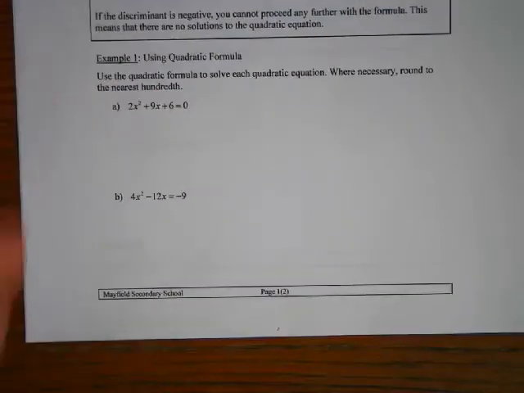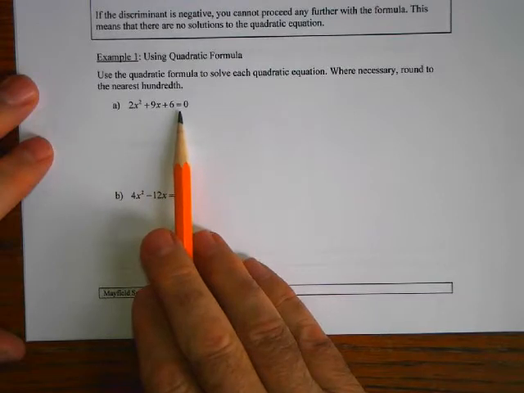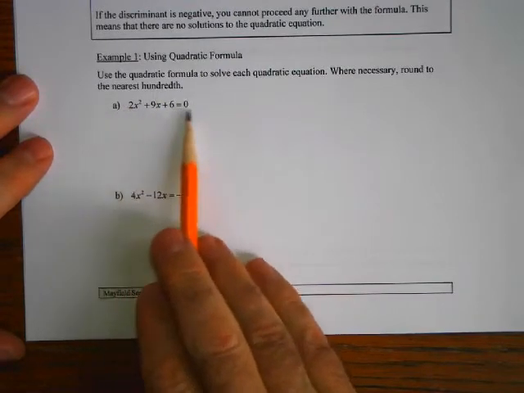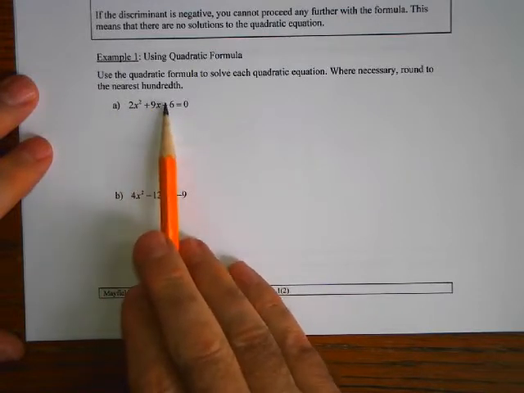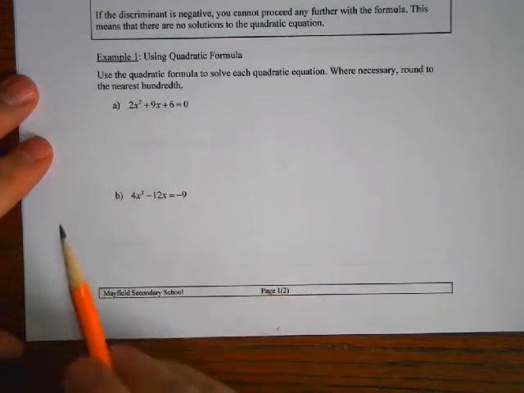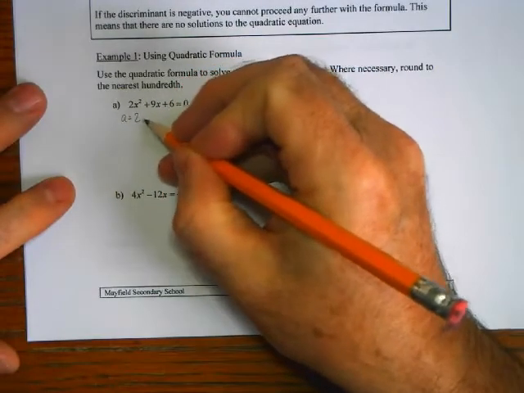Okay, here's a couple of examples. So we've got 2x squared plus 9x plus 6 equals 0, and you can see that this is arranged in the proper format. You've got your quadratic expression here, and you've got your equals 0. So I would recommend pulling off the values of a, b, and c.